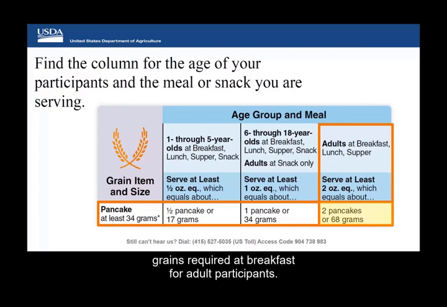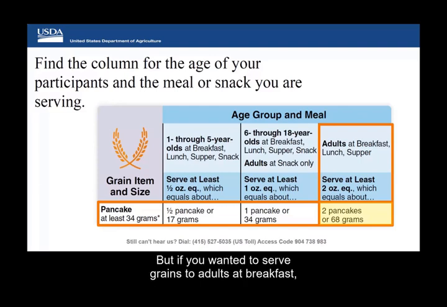adult participants. And very quickly, I just wanted to point out that adults have different requirements for grain amounts at snacks versus meals. So if you want to serve grains at snacks to adult participants, you would need to serve at least 1 ounce equivalent, so you would use the middle column of your chart.